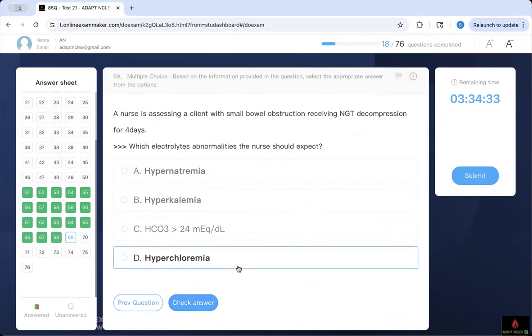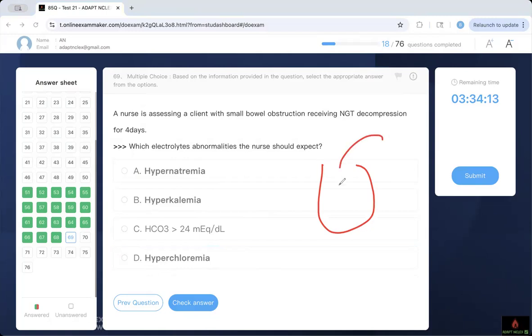And this is assessing a client with a small bowel obstruction receiving NG tube decompression. That means we pull out fluid because you have had an obstruction for 4 days. Which electrolyte abnormality should the nurse expect? Hypernatremia, hyperkalemia, bicarbonate greater than 24, and hyperchloremia. You have to know this.